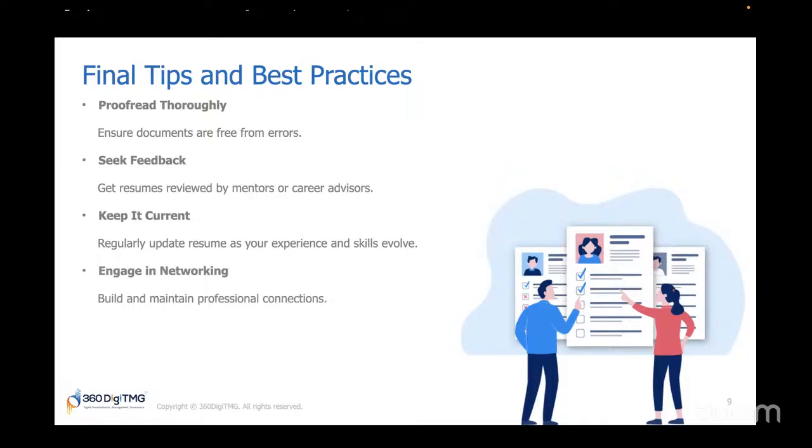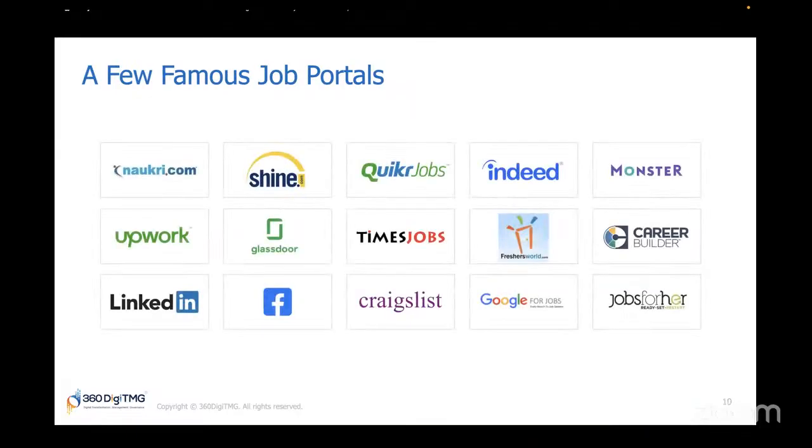Engage in networking. Engage in networking means networking with the people who are in the particular job profile you are looking for. Like if you are looking for a job in data science, have a network with the people who are working in the data science field, not with your friends and family who are working in different domains. Okay. Then there are some famous job portals like Naukri, Shine, LinkedIn, Facebook, Indeed, Monster. These are the various job portals from where you can apply for jobs.